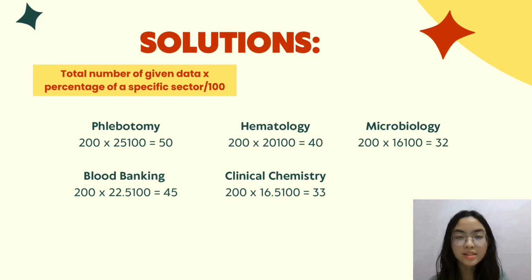Clinical chemistry has 16.5%, so we will be multiplying 16.5 with 200 and dividing it by 100. We will then get 33. So, 33 students chose clinical chemistry. Lastly, microbiology has 16%. We will be multiplying 16 with 200 and dividing it by 100. We will then get 32. So, 32 students chose microbiology.